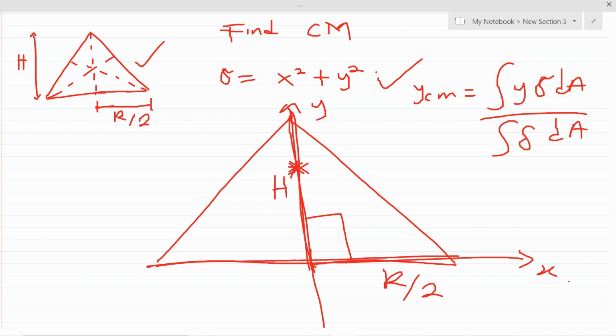But now the question is, what is my dA, what is my sigma? Because sigma is given in terms of x and y, and we don't have any x and y in this integral. If you remember, we said that in a 2D, this diagram here is simply a triangle. So we said that lambda or sigma is giving us dm over dA.